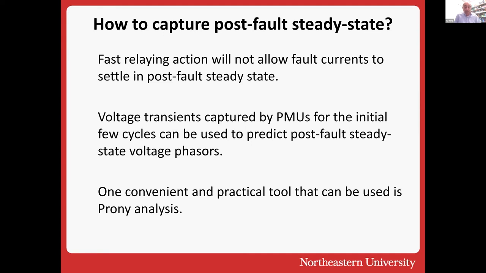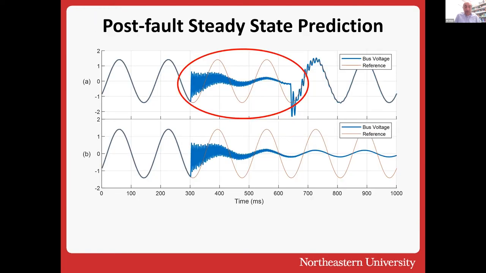So therefore, we wanted to make sure that we actually have access to those values. And it turns out that if you capture the voltage transients, and you can, because the PMUs internally have access to high frequency sampling of signals, if you have access to those voltage transients during the initial few cycles, they can be used to predict the post-fault steady state voltage phasors. One way, and probably not the only way, but one way to do that is using Prony analysis. So here, I'm showing an example of that.